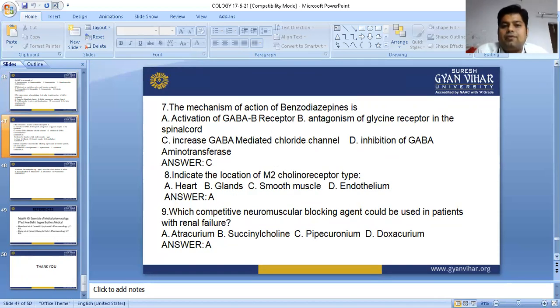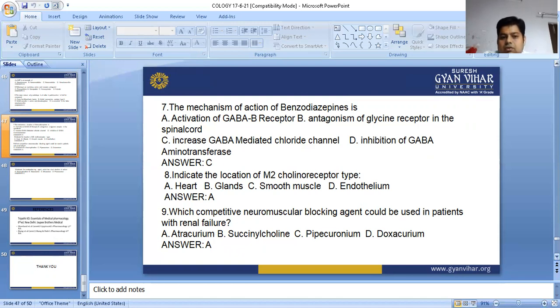Now the mechanism of action of benzodiazepine is the activation of GABA B receptor, no. Antagonism of glycine receptor in spinal cord, no. Increase the GABA mediated chloride channel, yes. It will open the ligand gated chloride channel and chloride ions come into the cell. Location of M2 receptors: M2 receptors are found on heart and gland. M3 receptors are found on smooth muscle. On endothelial cells M1 or M3 receptors are found.